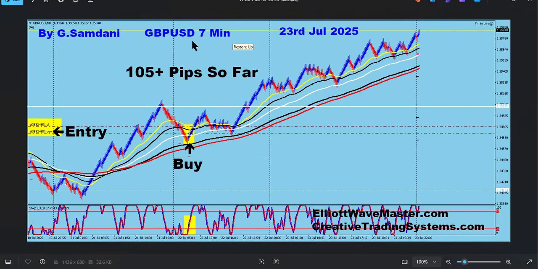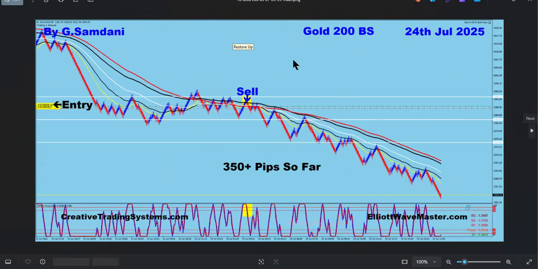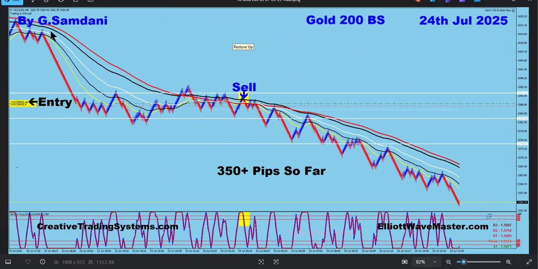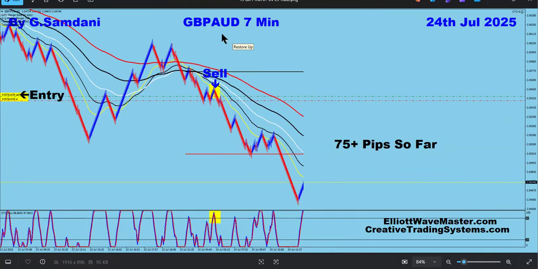And then this one, pound USD, went up on the 23rd, 105 pip. Beautiful by the book entry. You see that? And this is gold again coming down and then again coming down. So make another entry here and 350 pip right there, taken by this EA, expert advisor robot. Pound Aussie 7-minute going down, sell orders right there, 75 pip.